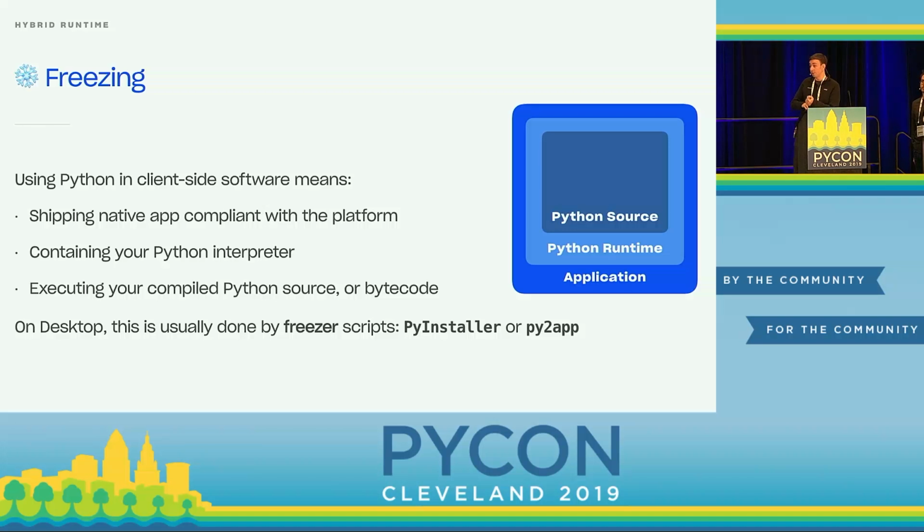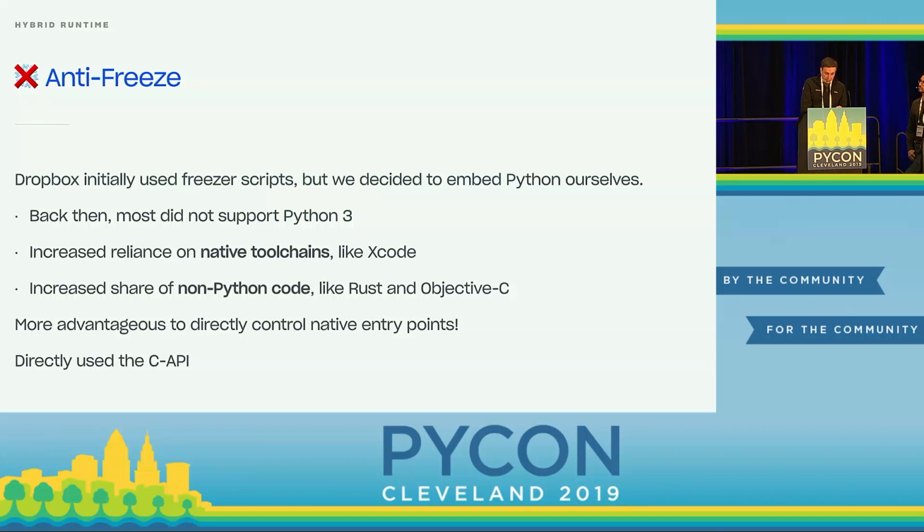Second, you need to ship a Python interpreter, so something to run Python with your app. And third, you need to compile your Python source code to bytecode, and then you need to ship that too. So we view our app as a sort of Russian doll of all these three things. On desktop, this is usually done by popular tools called freezers. Shout out to PyInstaller or Py2App, which are the ones we've used before. We used freezers for a decade, but as part of this project we decided not to do that anymore. We call this project antifreeze.